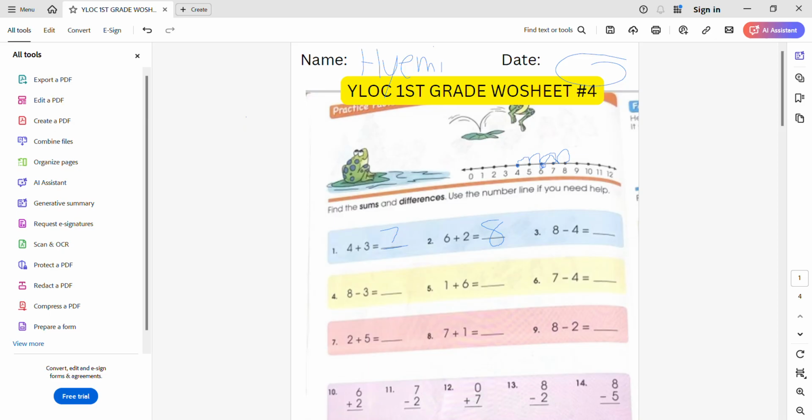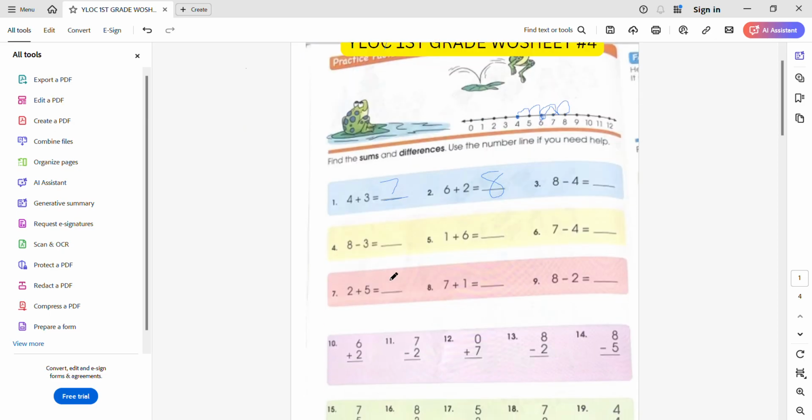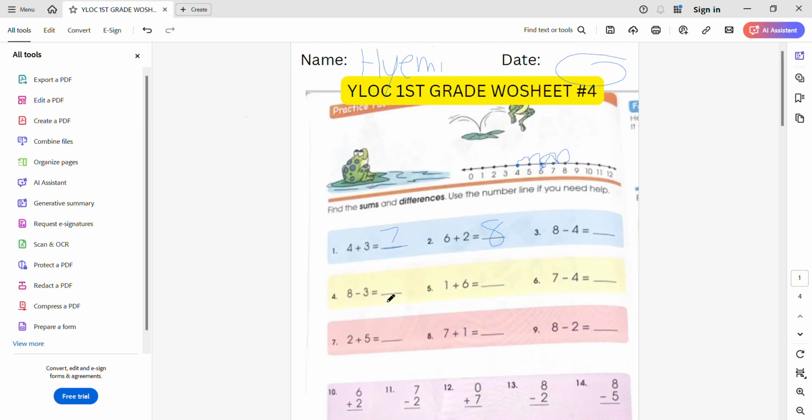Let's try a subtraction problem. So number 4, 8 minus 3. So we are going to need to find the difference. So 8, we start over at 8. And then from there, we are going to subtract 3. So we will go left. So we go 1, 2, 3. You would arrive at 5. So your difference is 5.